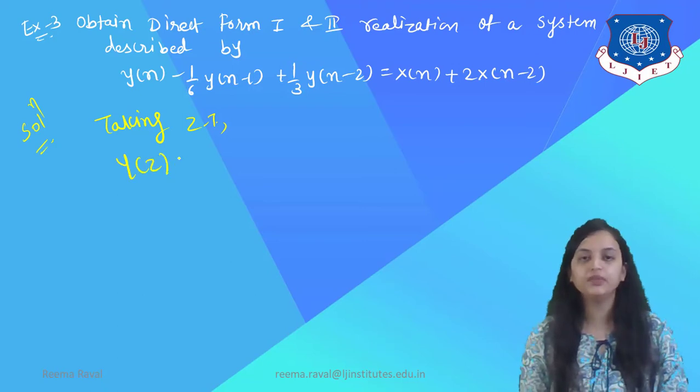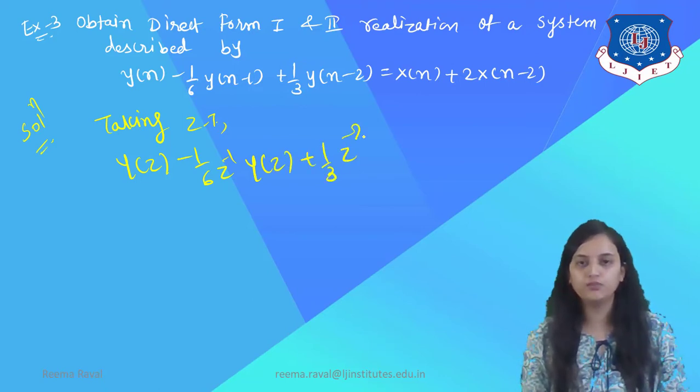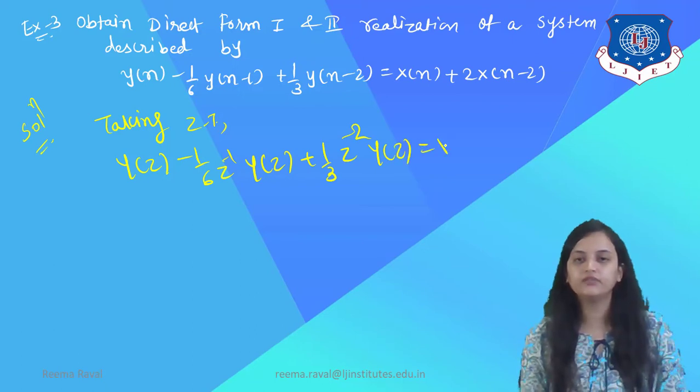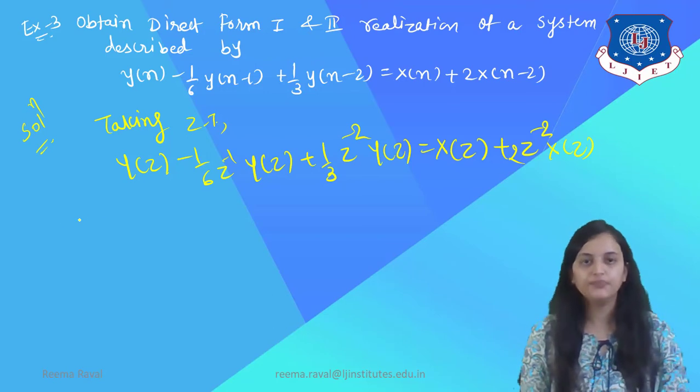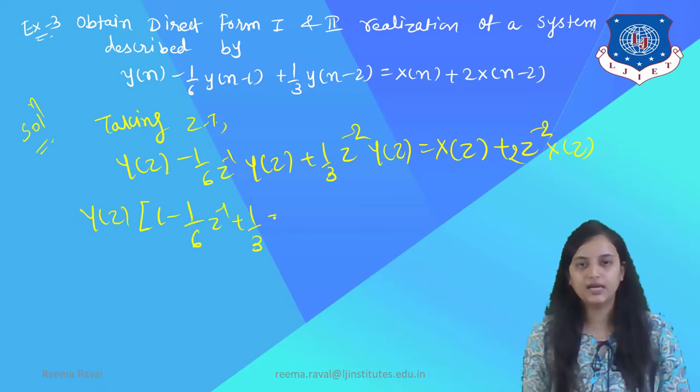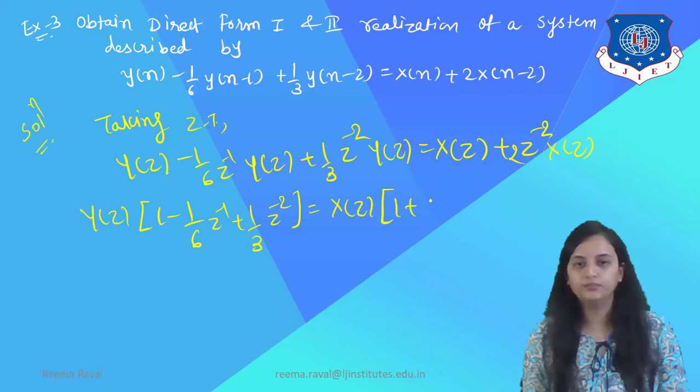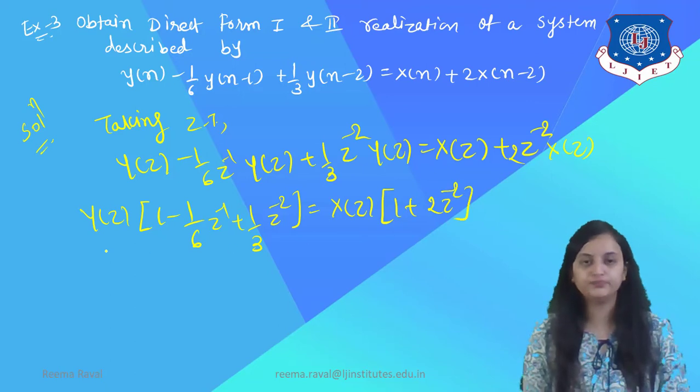We will have y of z minus 1 by 6 z raised to minus 1 y of z plus 1 by 3 z raised to minus 2 y of z, that is equal to x of z plus z raised to minus 2 into 2 x of z. Now the system transfer function is given as what? Y of z by x of z. So here we will take y of z as common, which will give 1 minus 1 by 6 z inverse plus 1 by 3 z raised to minus 2, that is equal to x of z into 1 plus 2z raised to minus 2.